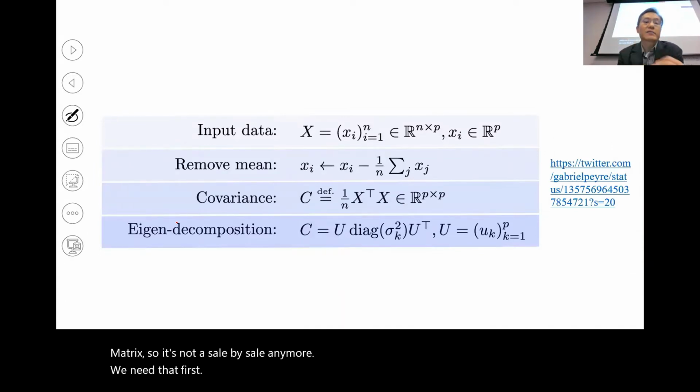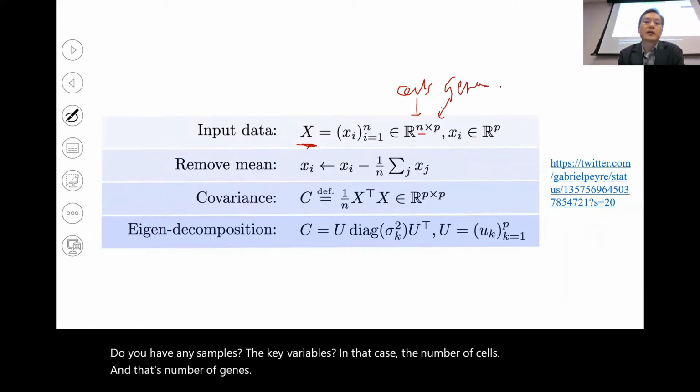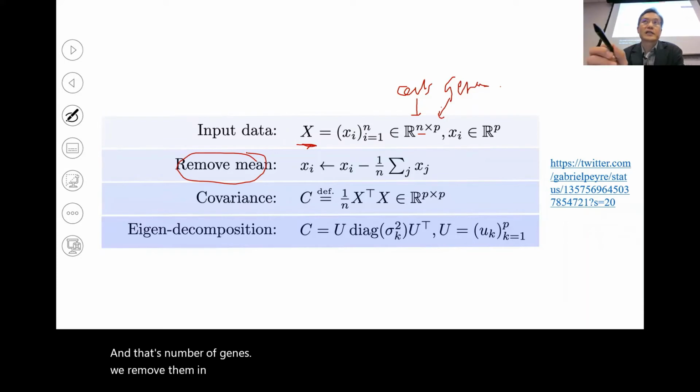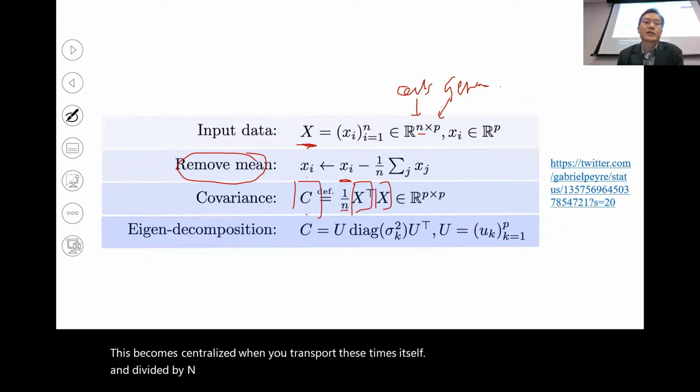Okay, so let's express this mathematically. You have input data X. You have n samples and p variables. In that case, n is the number of cells and p is the number of genes. We remove the mean, we centralize the data. Then after that, this becomes centralized. Then you transpose this, multiply by itself, and divide by n. That's the covariance matrix. So the covariance matrix becomes p times p. That's gene by gene.